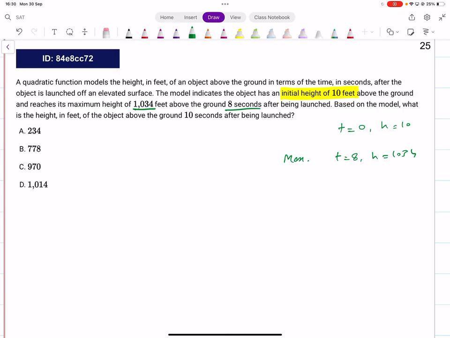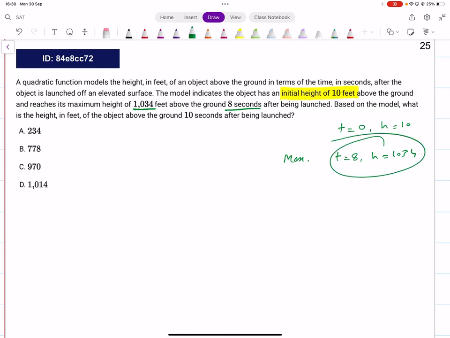What's the height of the object above the ground 10 seconds after being launched? Now we did a very similar question to this earlier, but there we just used the symmetry of the graph because it was coming to the same point at the end. But here that's not the case. So we will have to make the equation. Okay? How do you make that equation?